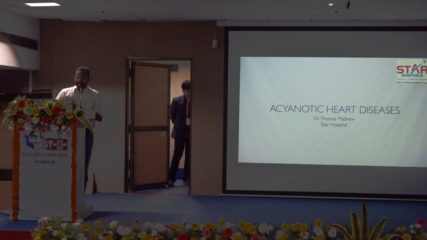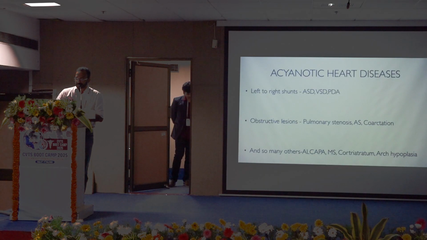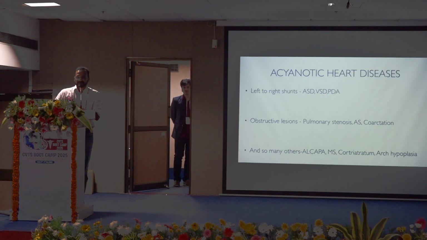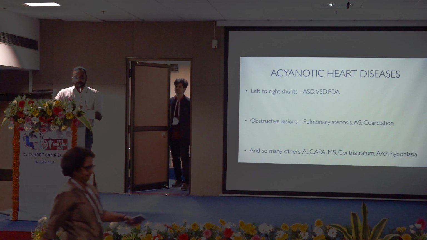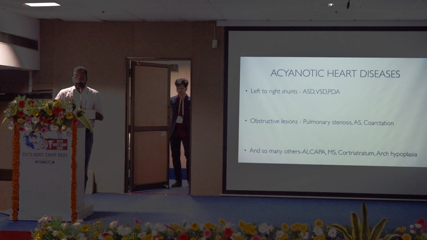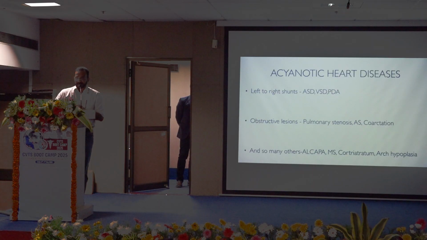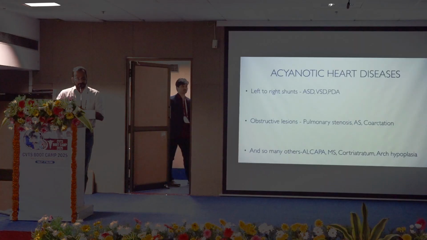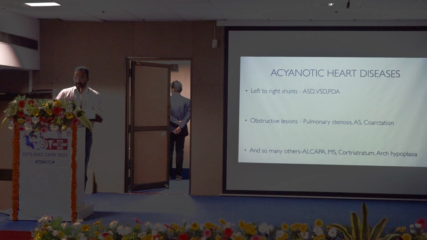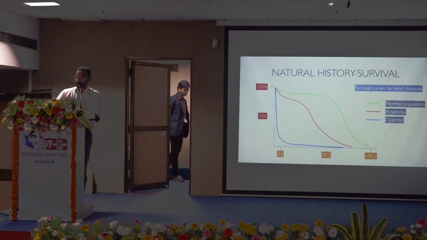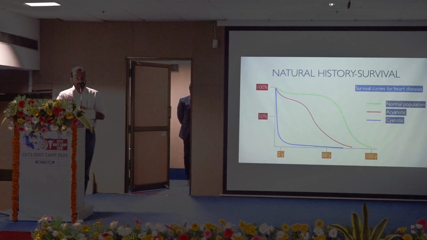I'll start off with the basic aspects of acyanotic heart disease. How many of you are MBBS students? Okay, most of you are MCh. Traditionally, they're classified into left-to-right shunts and obstructive lesions, but in fact acyanotic heart diseases are a much bigger group of lesions. They include the valvular lesions and others. But traditionally it's left-to-right shunts and obstructive lesions, so during this talk I'll stick to left-to-right shunts.